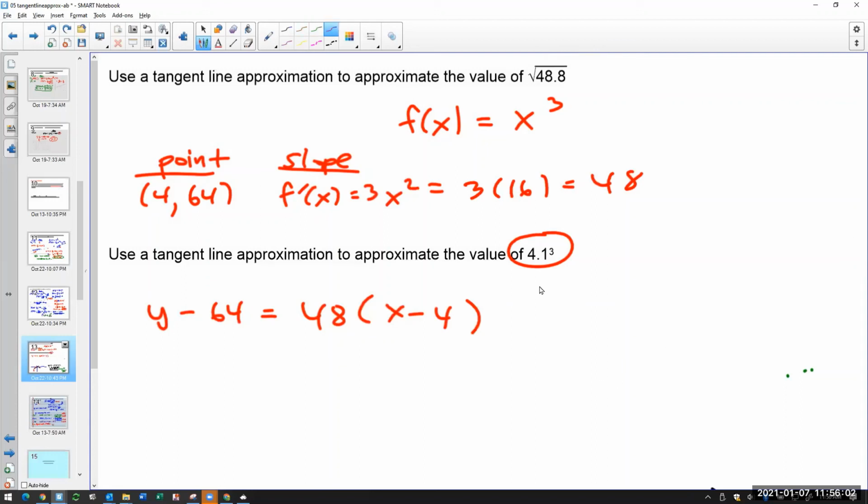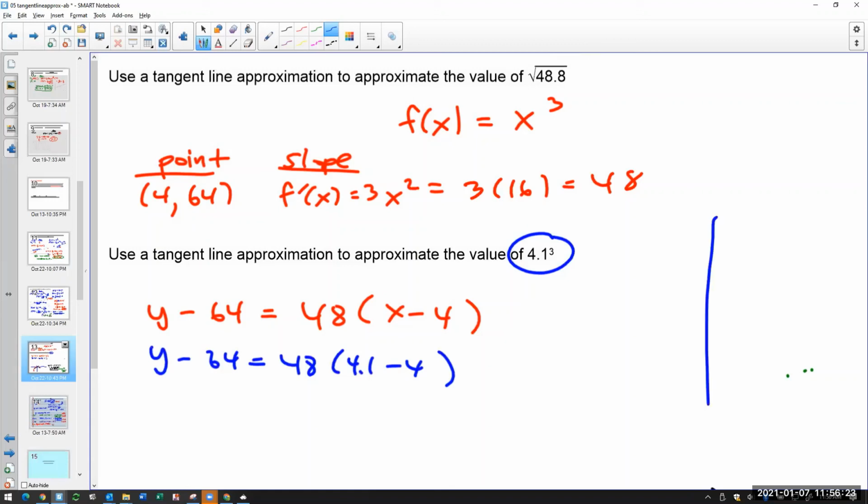If you were really smart, you could do this without a calculator, 4.1 times 4.1 times 4.1. But who can do that? So what you can do is just estimate it using this equation of the tangent line. Everywhere there's an x, put in 4.1 instead.